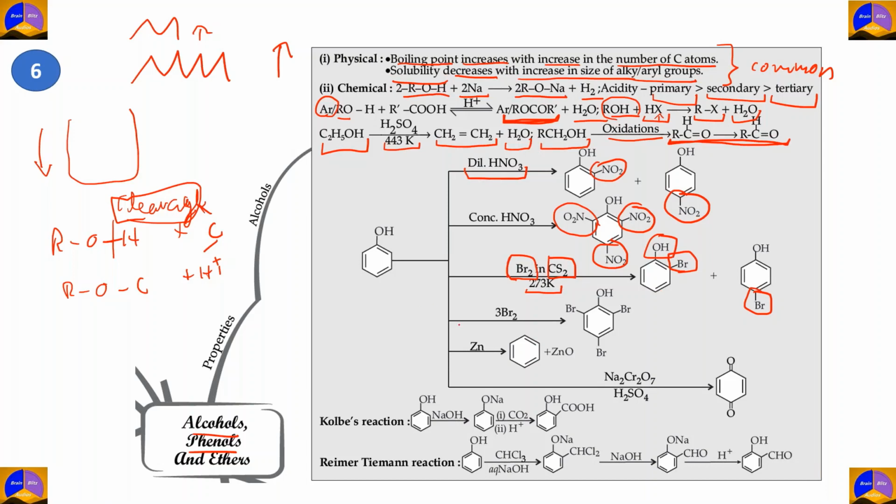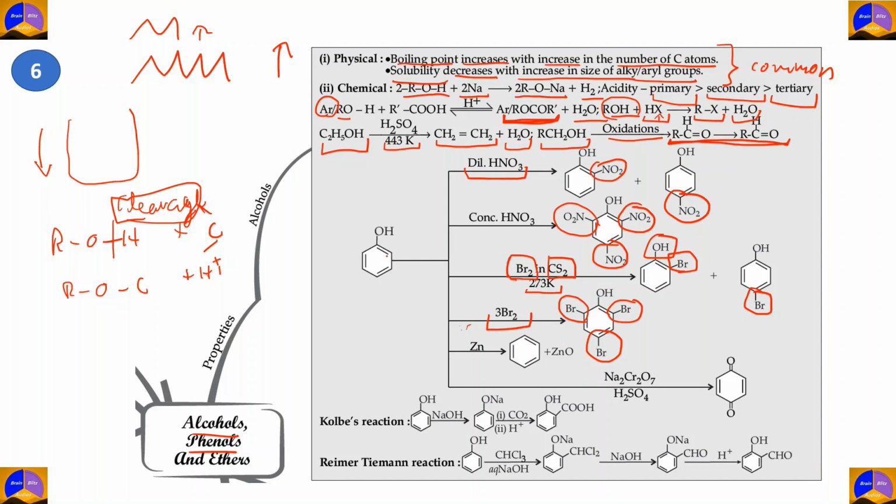Phenols in an excess of halogen would form a compound which has a halogen in both the ortho and the para positions. Let's look at the next reaction. Phenol in the presence of Zn changes to benzene, which is the ring without the OH, plus ZnO. So basically, it reduces to benzene.